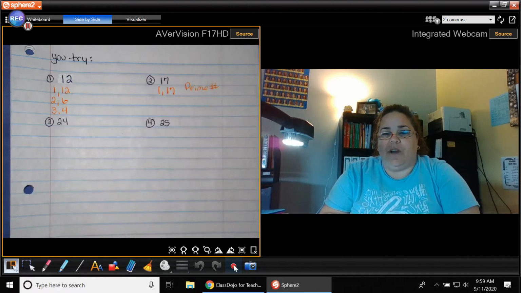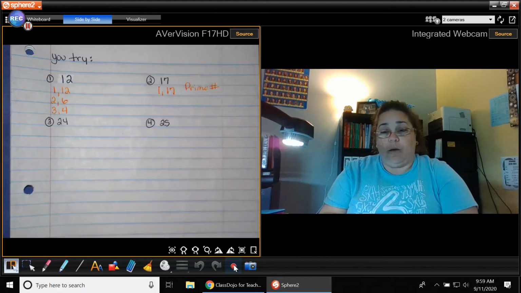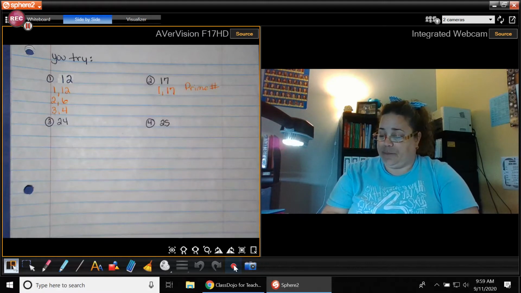Whenever you need to write the word number, you could use a hashtag instead. Okay, helpful way to make your notes a little shorter.